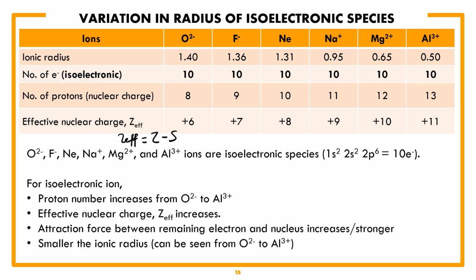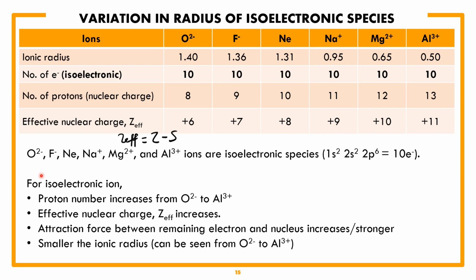So ingat balik, apabila ZEF value increases, so attraction force between remaining electrons and nucleus will increase, ataupun stronger. So ini akan menyebabkan valence shell will be attracted closer to the nucleus. So hence the ionic radius will be smaller. So this is the reason kenapa aluminium 3+ ini mempunyai ionic radius yang paling kecil, disebabkan oleh nilai ZEF dan juga nuclear charge-nya yang tinggi.